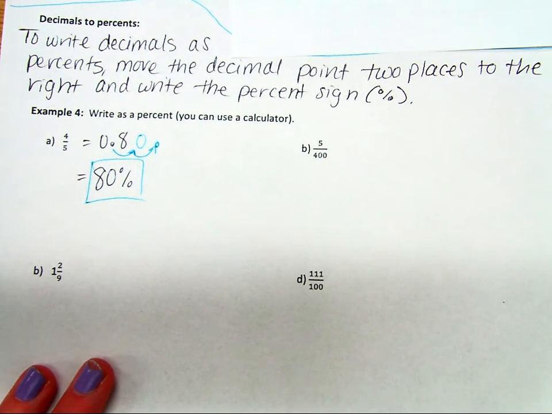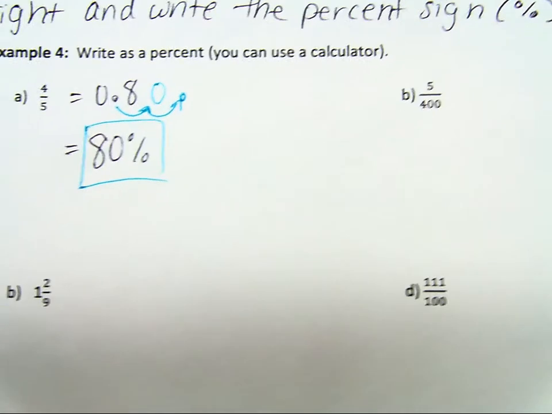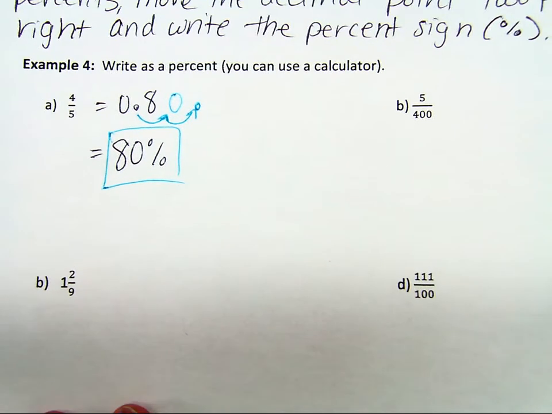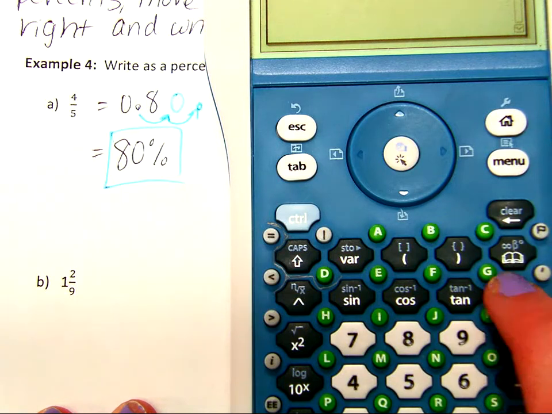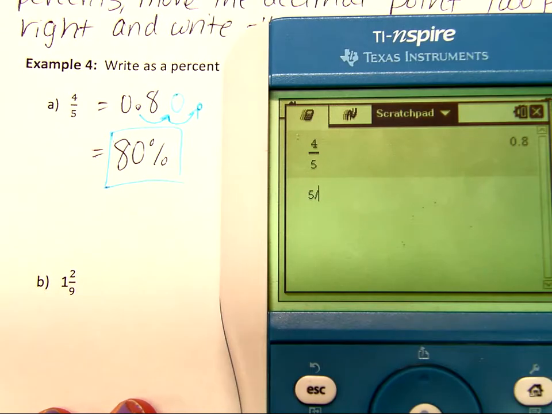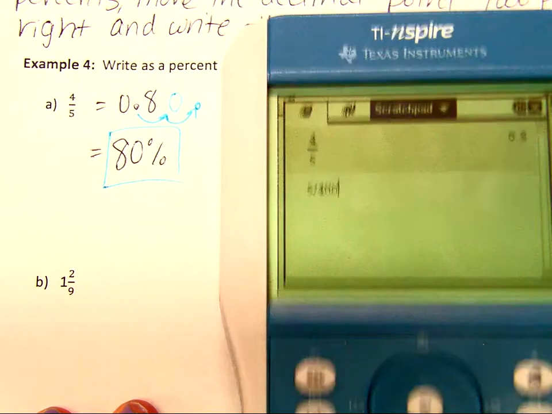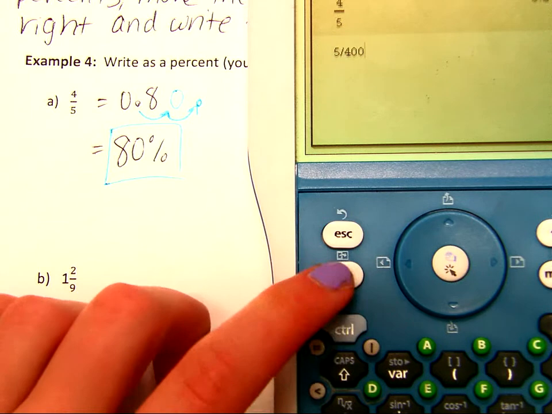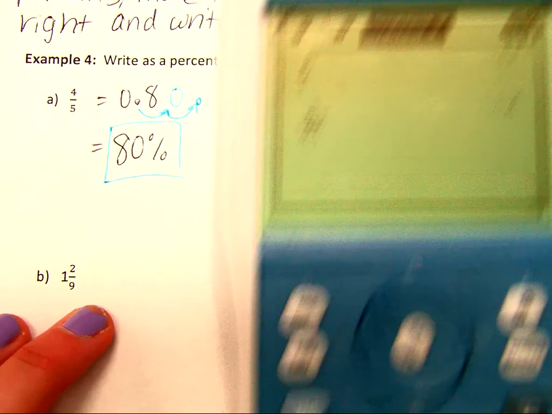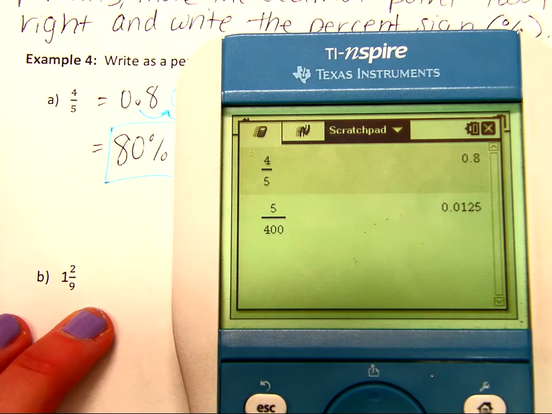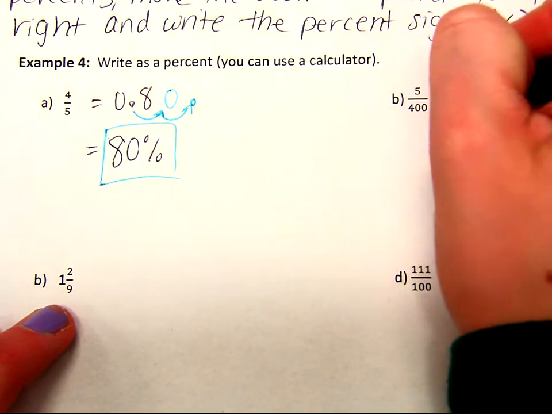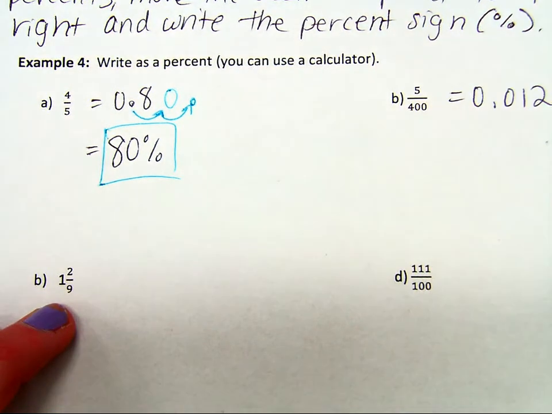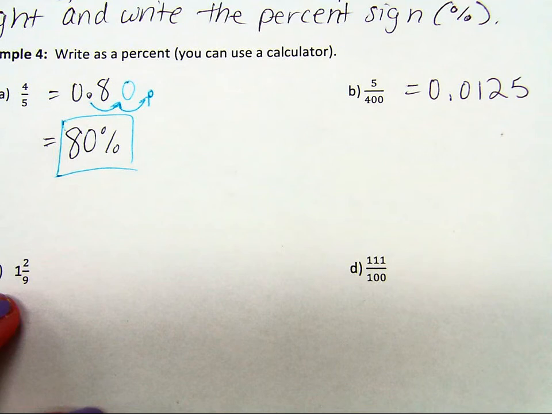Let's try another one. 5/400. Okay, so I'm going to use my calculator. Type in 5 divided by 400. Control, Enter. That gives me 0.0125. Okay, so that's a decimal. Now I need to change it to a percent.